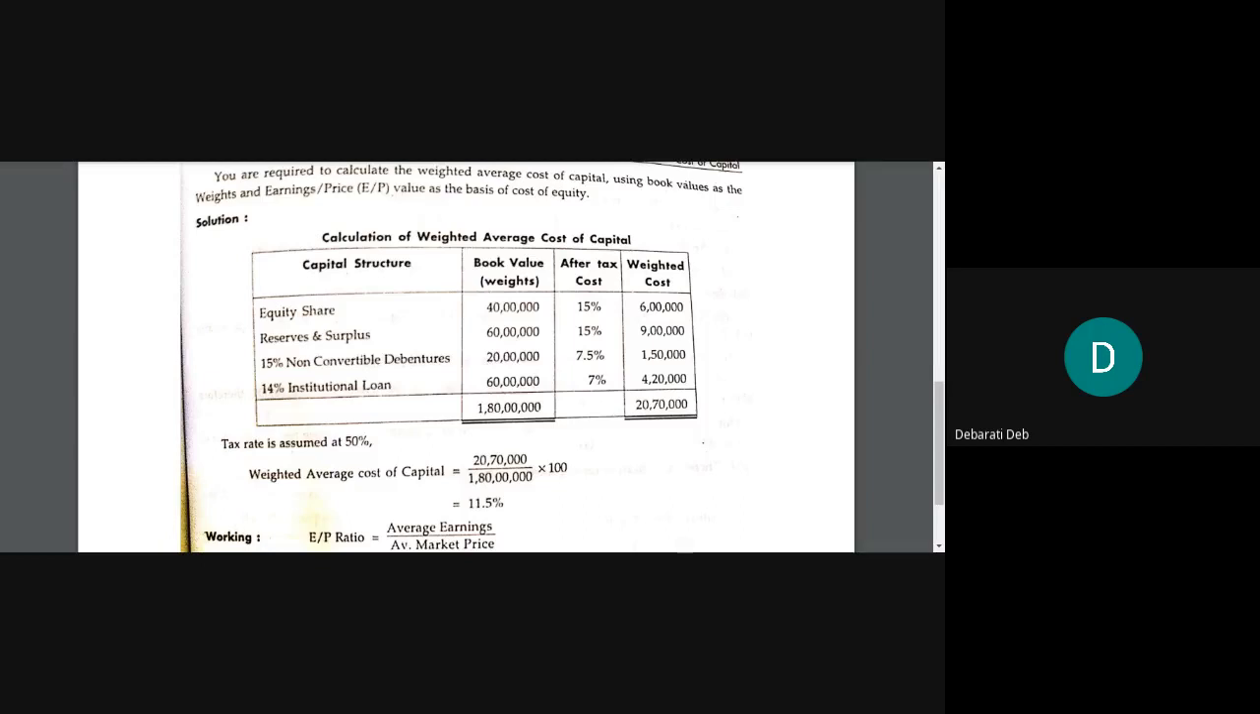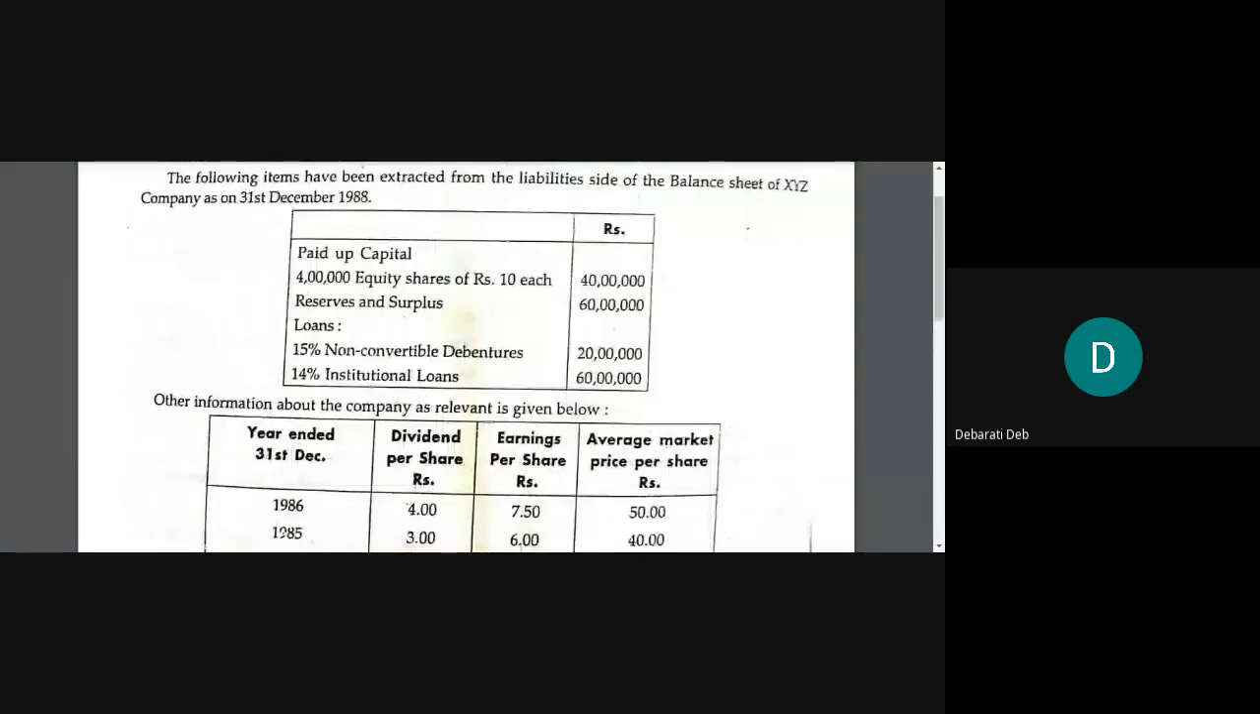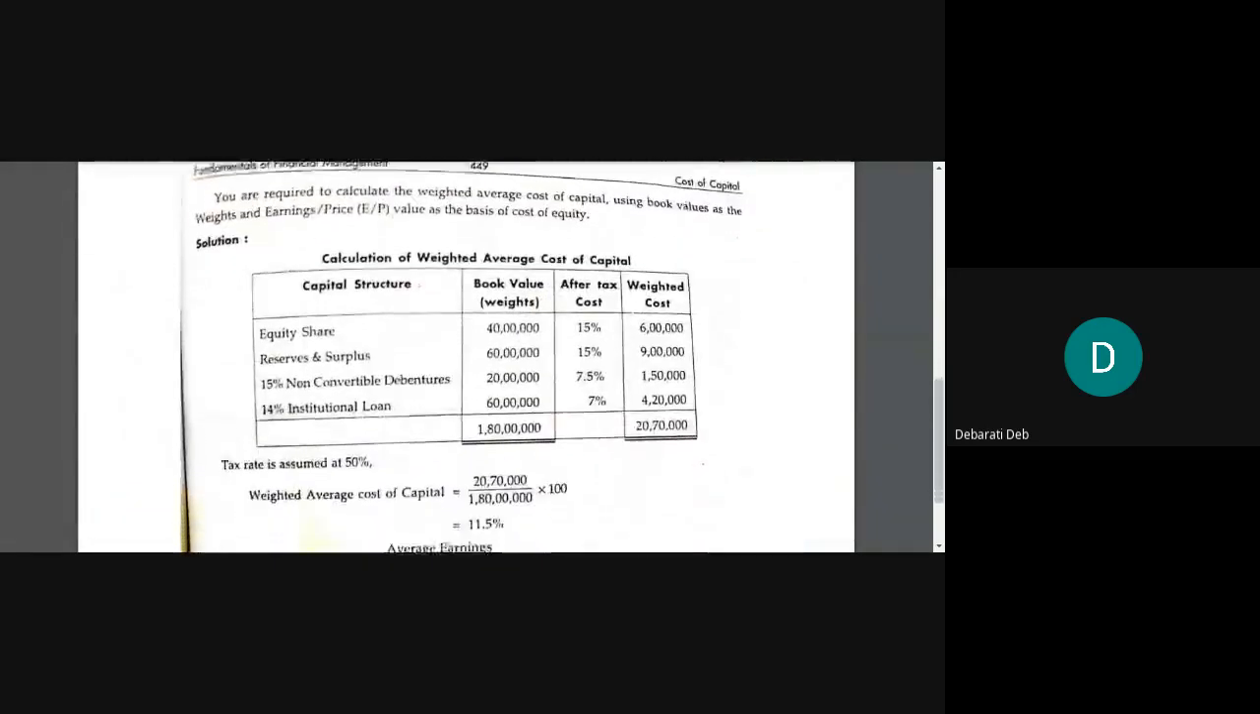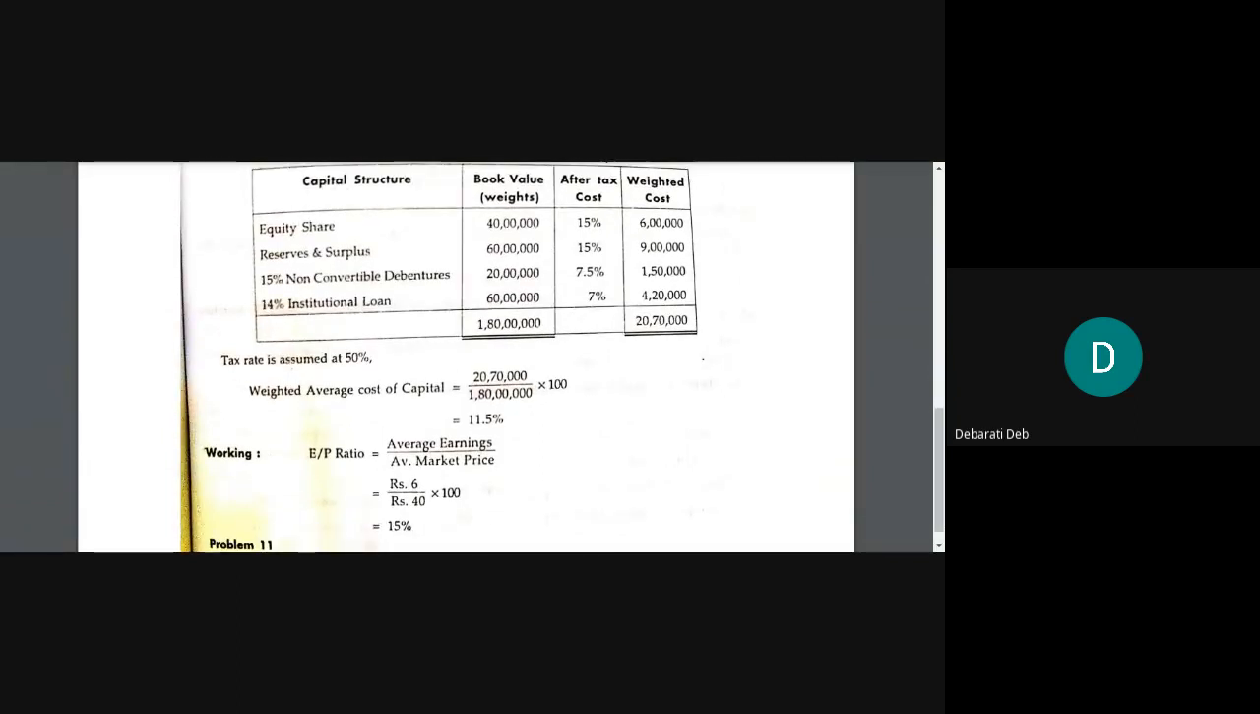So we need to calculate the weights also, isn't it? We need to calculate the after tax cost. So see your previous formula, how to calculate the cost of equity and cost of reserves and surplus. You see the formula.